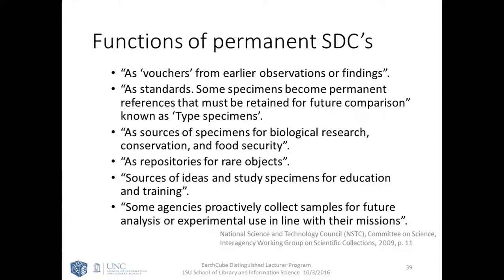You want to have vouchers of, or results of earlier findings. You can think of type specimens, where this is the definitive way we describe this unit or this organism, and we need to go back to it to see if we've discovered something new or if it's a variation on it.